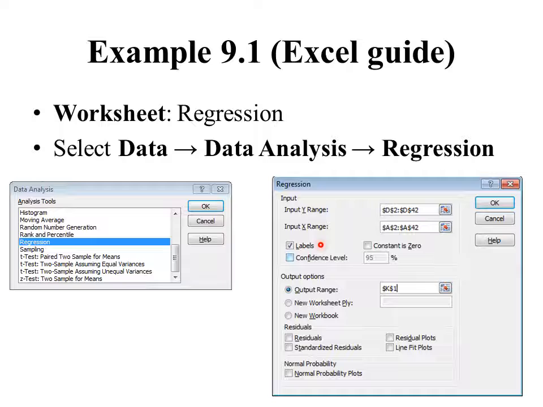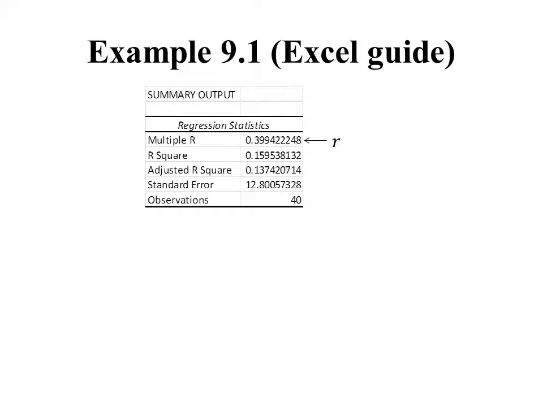Check the box next to labels, because our first row of the data contains labels. And then next to output range, select a blank cell. I've selected K1, but there's nothing special about that. There are a lot of other options that we can check here, but we don't need any of those, so then we press OK. And we get a whole bunch of different outputs.